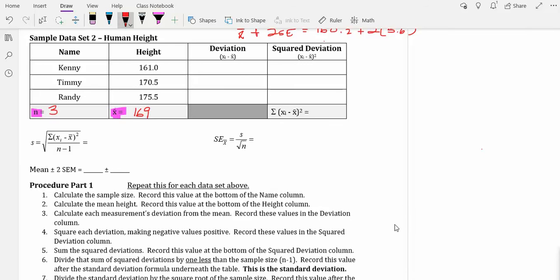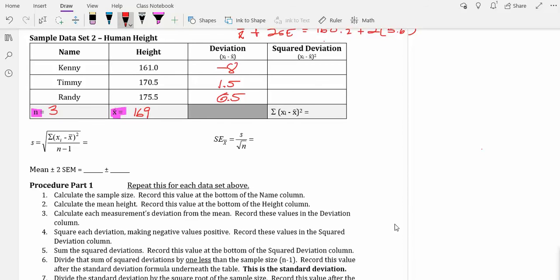All right, so for Randy, we have a deviation of 6.5. For Kenny, it's -8. And, oh, come on, guys. Timmy needs some love, too. Sorry, I love Timmy. All right, Timmy is 1.5.